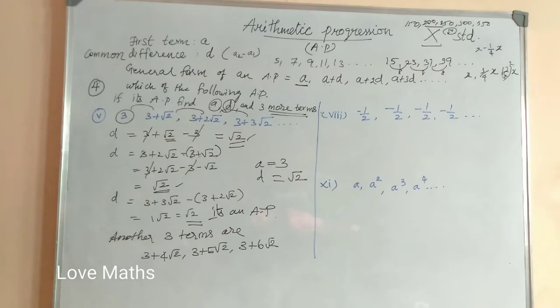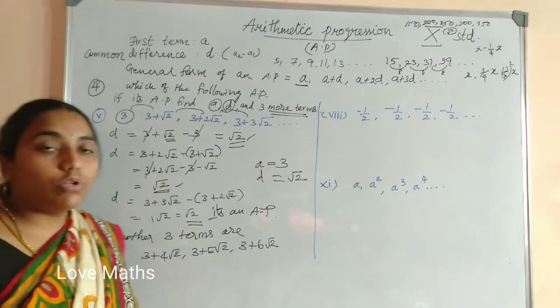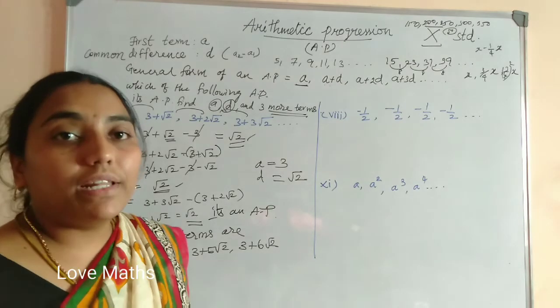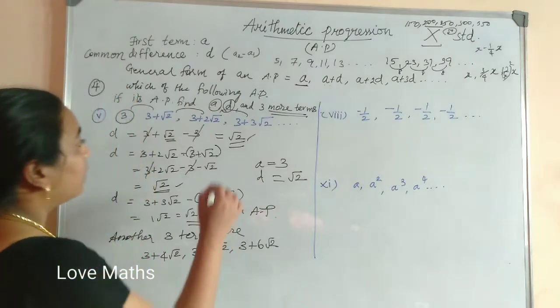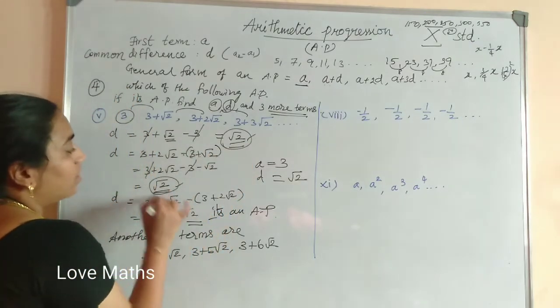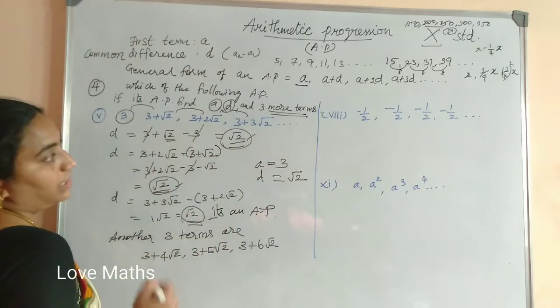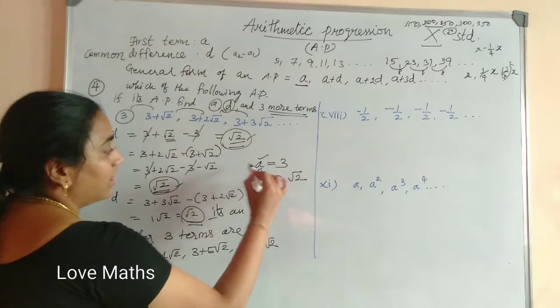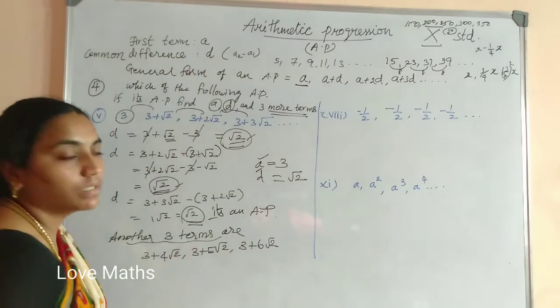That's all. First you have to check: is it an AP? How to check it is an AP? Find the common difference. If the common differences are equal, then it is an AP. Then you should write the A value, the D value and another 3 terms.